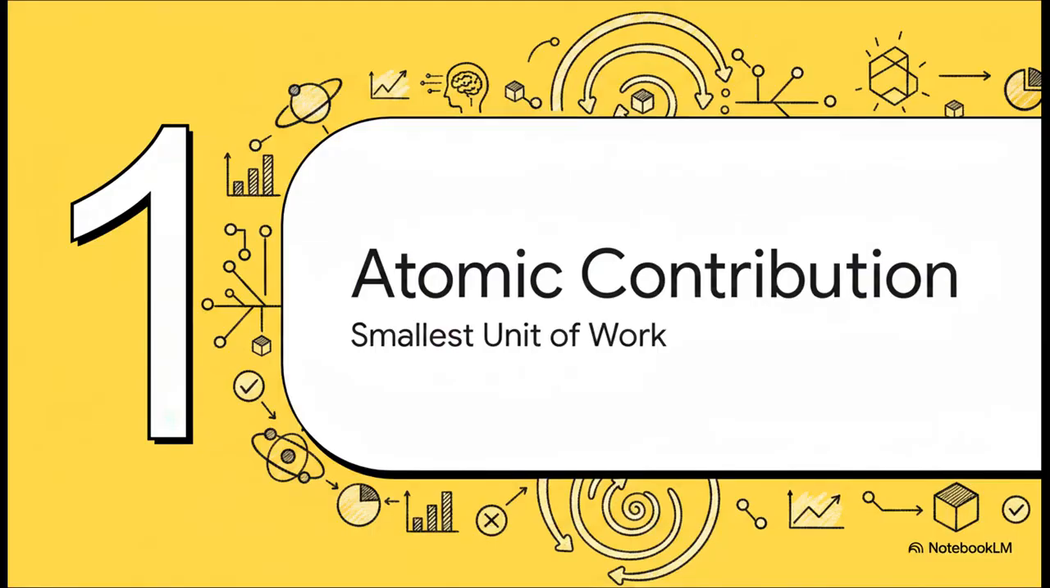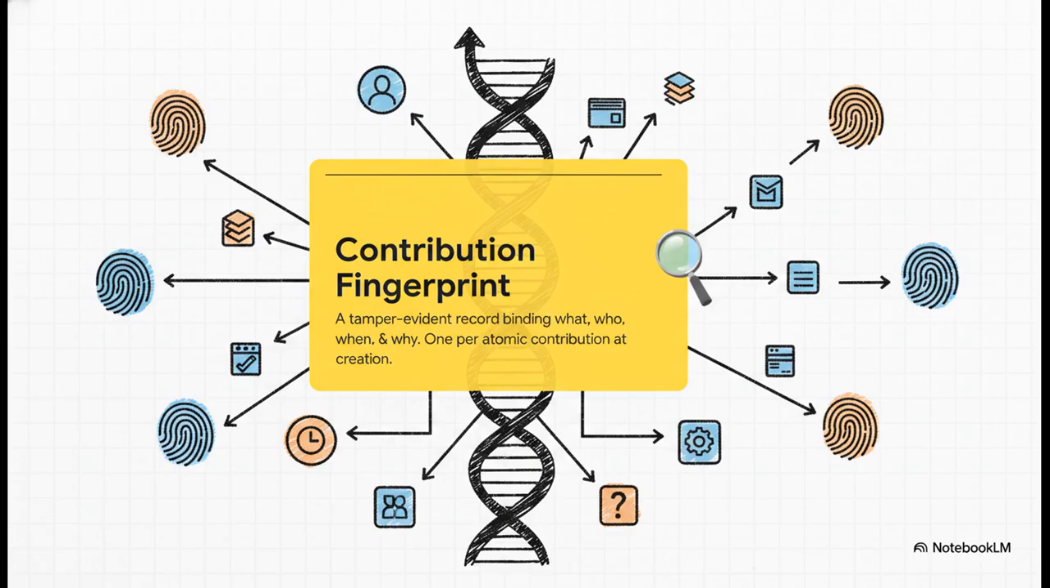All right, starting off with Section 1, the atomic contribution, the smallest unit of work. Okay, let's dive into this. At the absolute foundation of this entire system is what they call the contribution fingerprint, or CF. Think of this like an indestructible digital notary stamp. Every single time an atomic contribution is made, say submitting just one labeled photo of a street sign to train a self-driving car, exactly one CF is generated. It's literally the digital DNA for that specific piece of work.